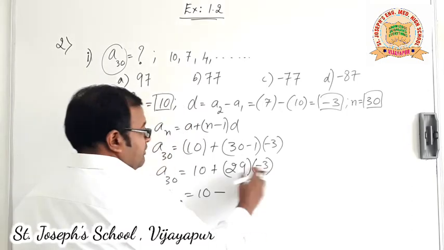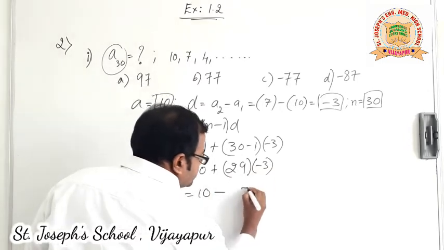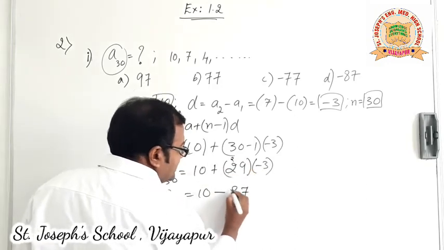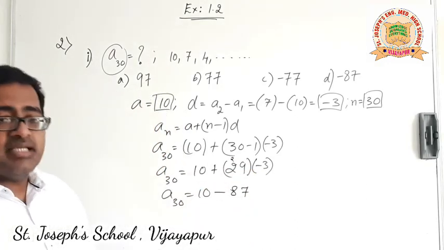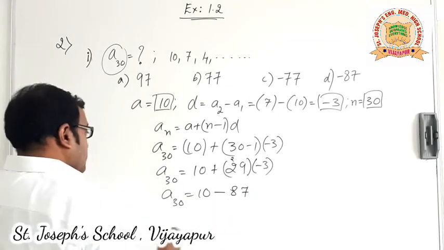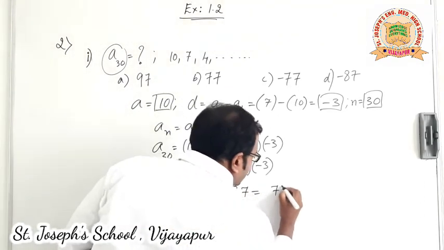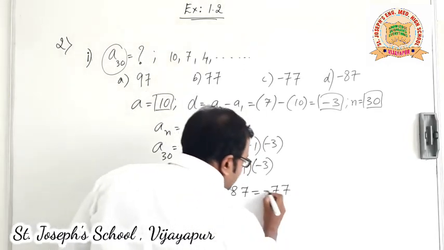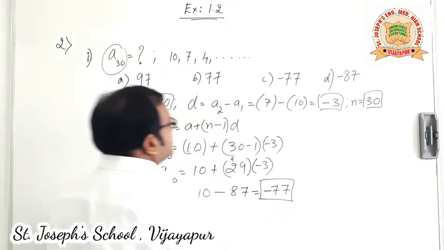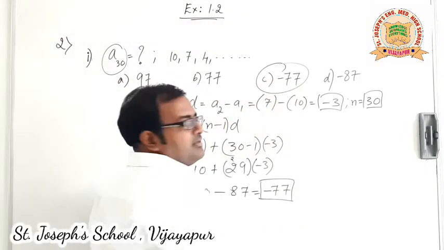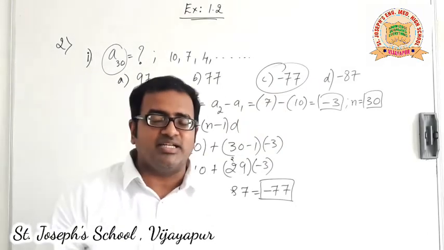So, now multiply. 3 9s are 27, 2 carry, 3 2s are 6 plus 2 is 8, 87. 10 minus 87. One is positive, one is negative, we have to subtract. So, when you subtract, you get 77. Bigger number being negative, I put this as minus 77. So that is the answer. Let us search where is that answer. C is the answer. Your choice is right. Minus 77.